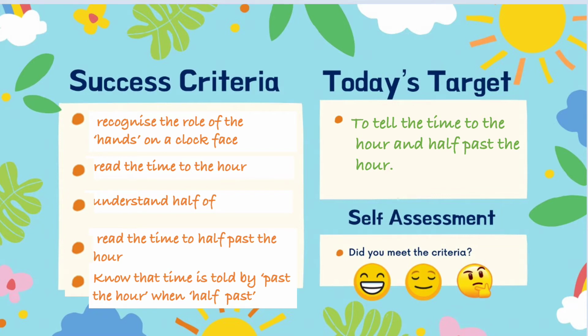To be able to do this, you will need to recognise the role of the hands on a clock face. You'll need to read the time to the hour. You'll have to understand half of. You'll be able to read the time to half past the hour. And you'll also be able to know that time is told by past the hour when half past. So then, are you ready to learn to tell the time? Good.